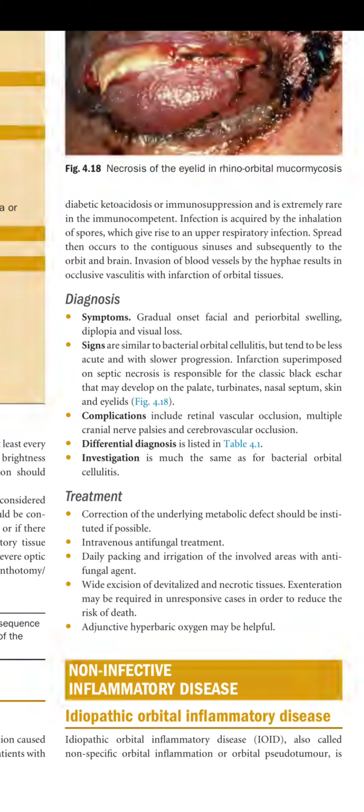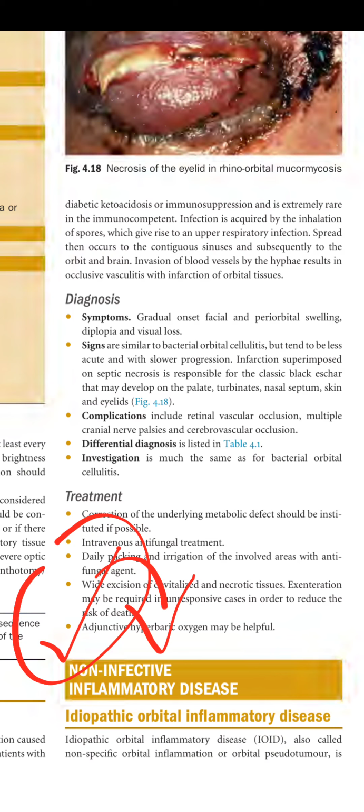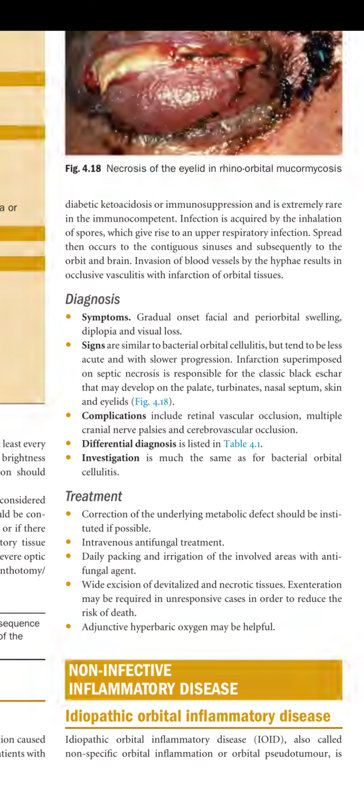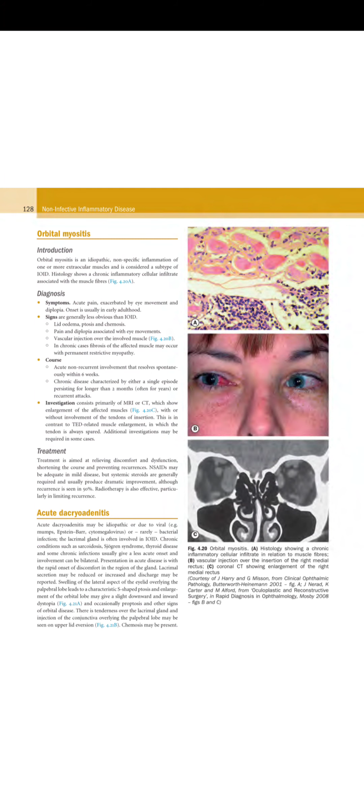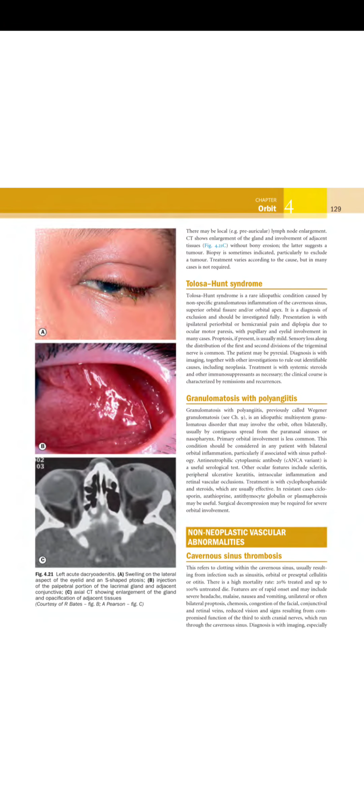Lecture series, and this is the orbit part 4. In this part we are going to discuss non-infective inflammatory disease, and it is very common. So in this part we will discuss idiopathic orbital inflammatory disease. We will discuss orbital myositis, acute dacryoadenitis, Tolosa-Hunt syndrome, and granulomatosis with polyangiitis.